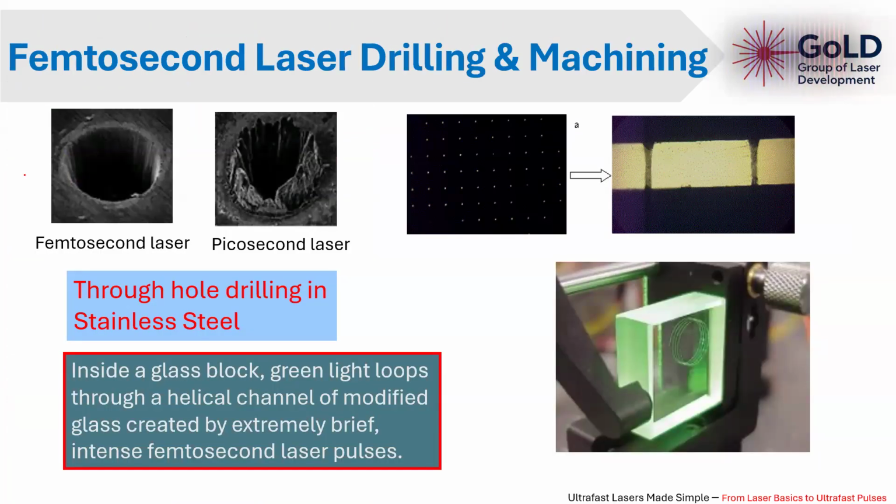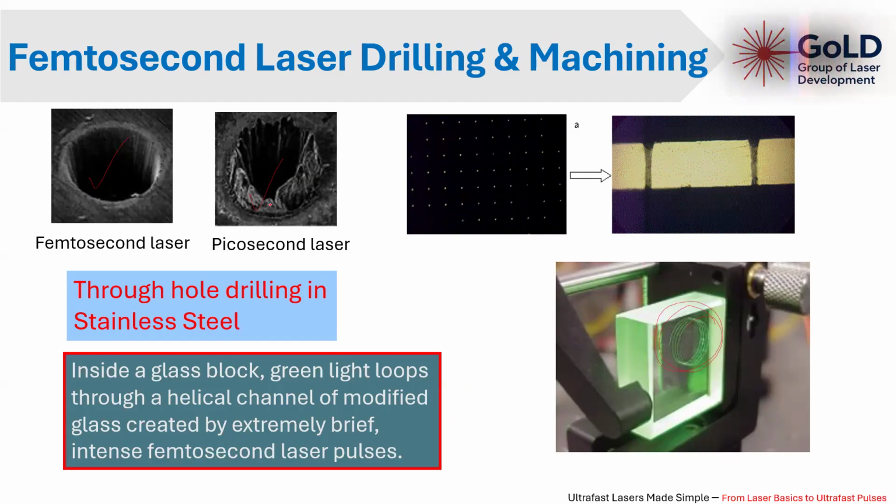Drilling and machining is much more convenient with the femtosecond laser. Even though picosecond is also in the ultrafast category, the femtosecond pulse is much shorter compared to the picosecond. That is why it's compared here, and it gives much finer drilling compared to the picosecond. And here you can see the engraving.